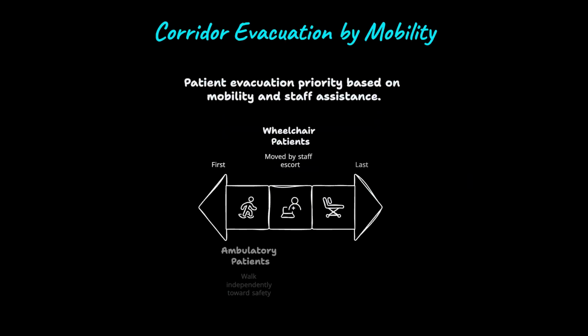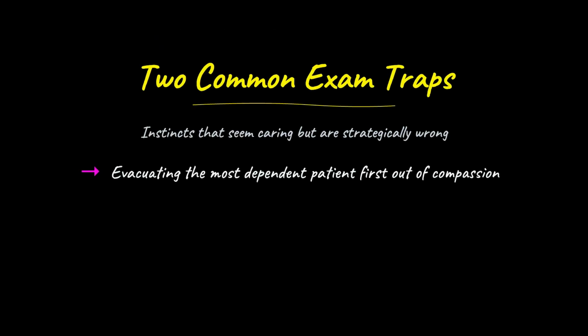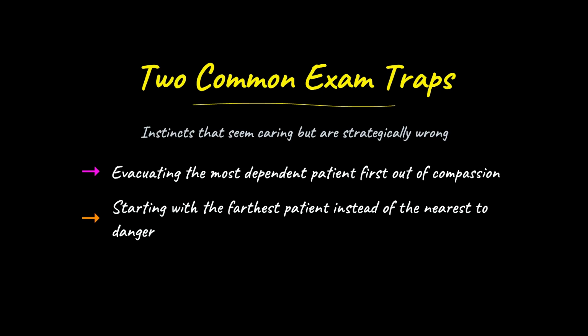Picture the corridor, fire at one end, a safe exit at the other. Nurses send walking patients out first, wheelchair patients next with an escort, and bedbound patients last, moved by bed or transfer equipment with multiple staff. The exam trap is starting with the most dependent patient out of compassion, which ties up the most staff, while an ambulatory patient nearby could have walked out alone.